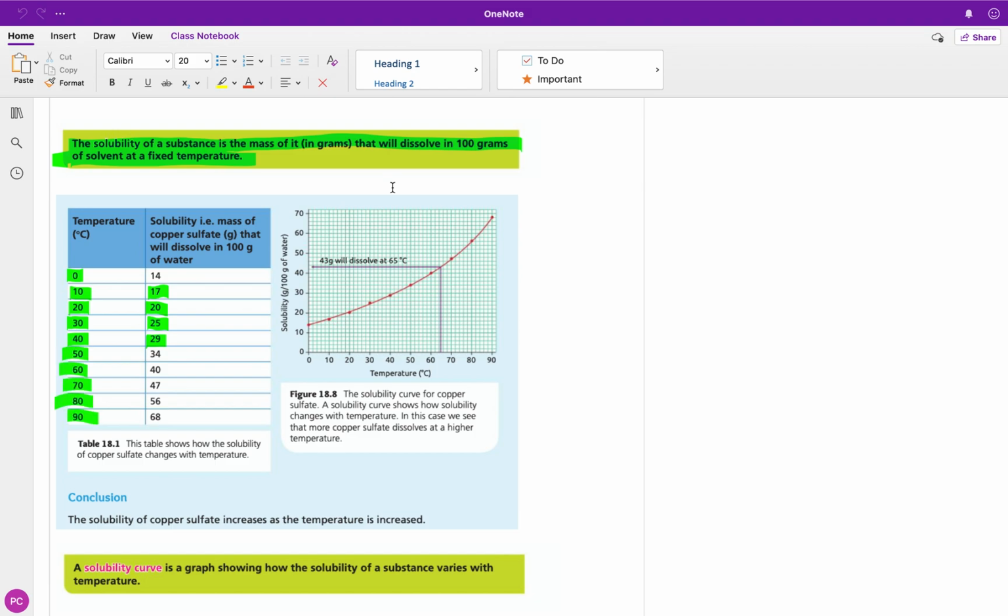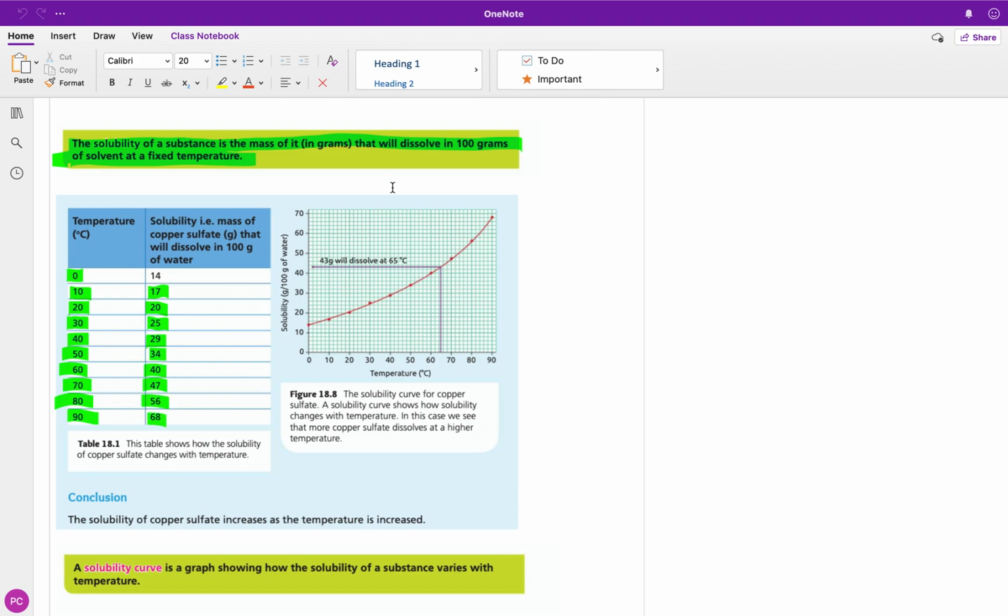And every time it got a bit warmer, you threw in an extra little bit of copper sulfate, an extra little bit, up to 47, an extra little bit, and an extra little bit. So as you go through the temperatures, you're adding in extra little bits of copper sulfate.